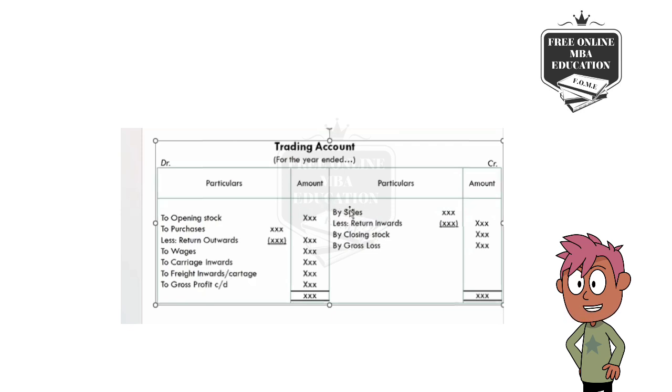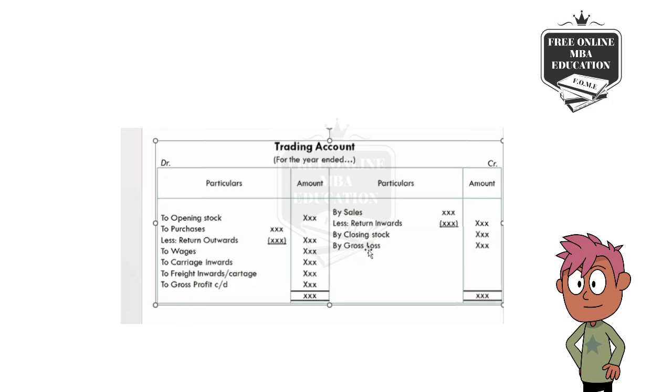Now sales: when we do sales, it would appear as an income on the credit side. This is the format in which we are supposed to prepare. Minus sales return, or return inward, in which we are supposed to do it like this. The amount will be credited. Next, by closing stock. Here this is going to be there.